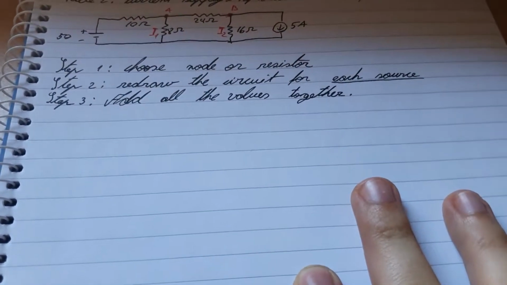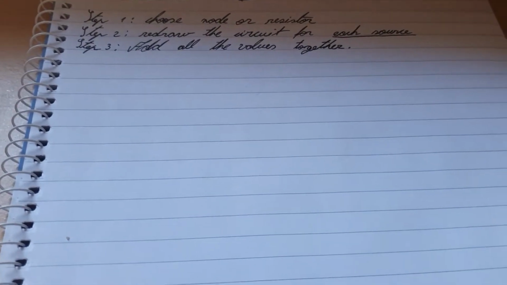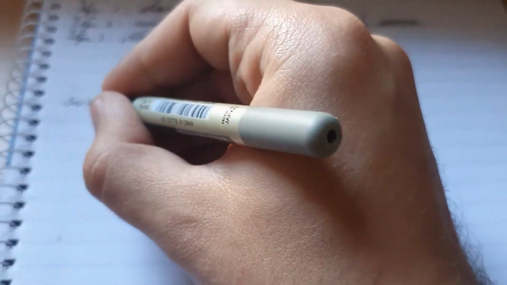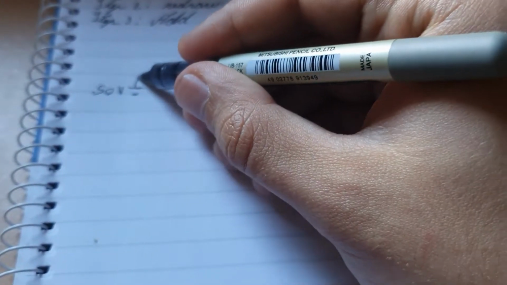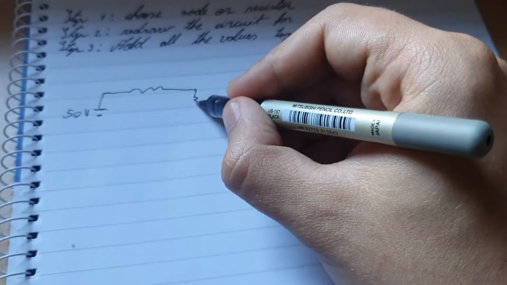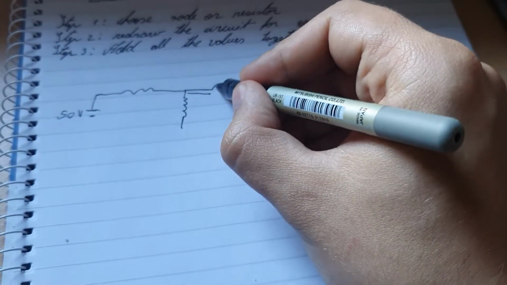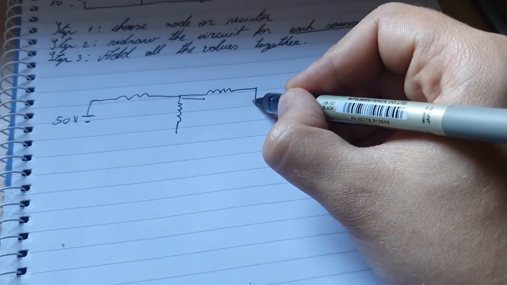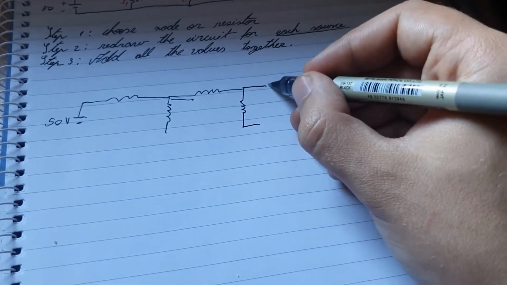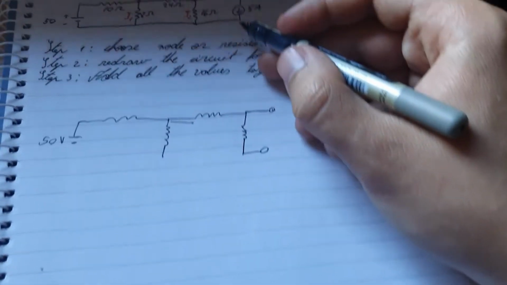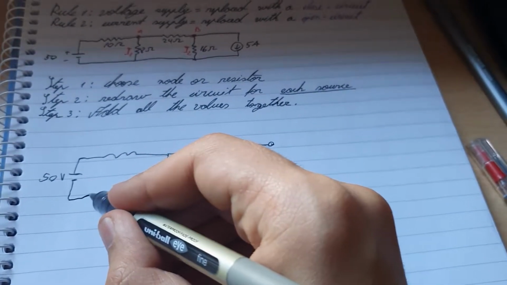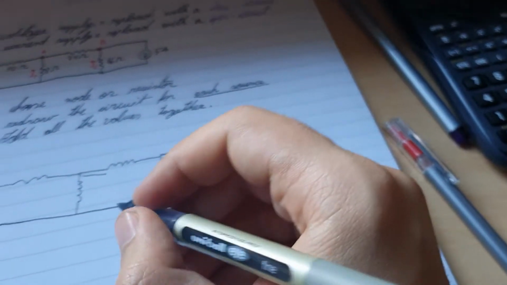Alright, so we did the first step. Let's go to step number 2 and just redraw the circuit. That'll be the voltage, the 50 volts. Then we'll do one resistor, another one here, and another one here. I said this is the third time I'm trying to do it. And these ones will be where the current was supposed to be, and it will be an open circuit. Now we connect all of it.